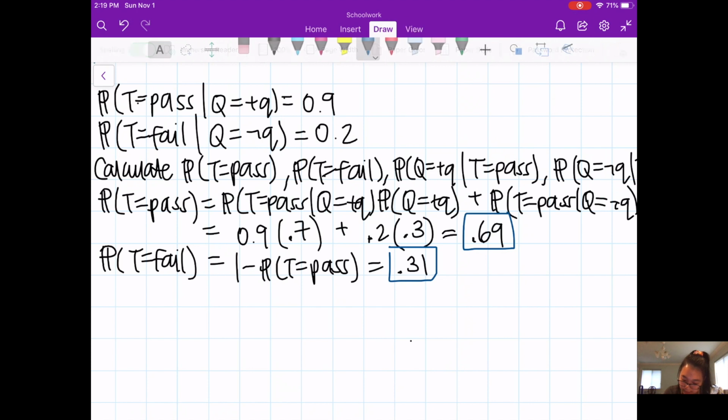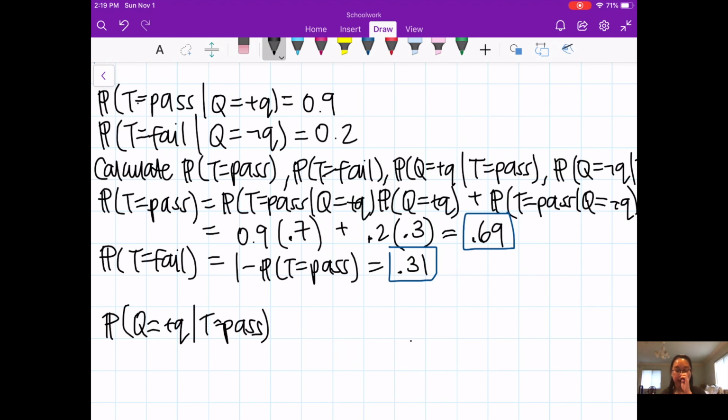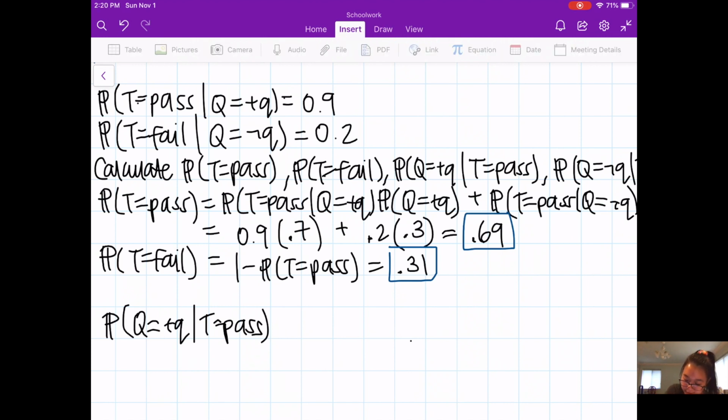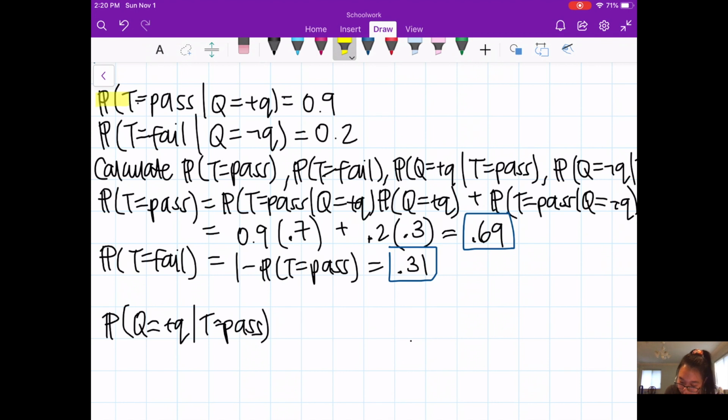And now we want to find the probability of Q is equal to positive Q given that T is equal to pass. Usually when I see something that asks me to solve for the probability of something given something, I automatically think Bayes' rule. And in order to confirm whether I should go with Bayes' rule, I look at the existing probabilities I already have. So if we see here, the problem gave us this probability of pass given positive Q.